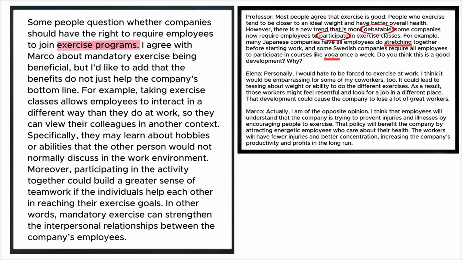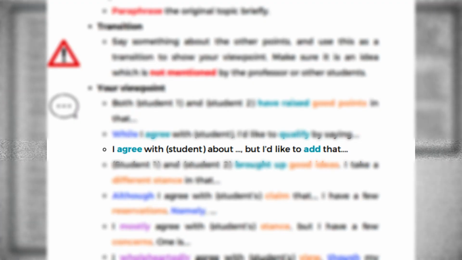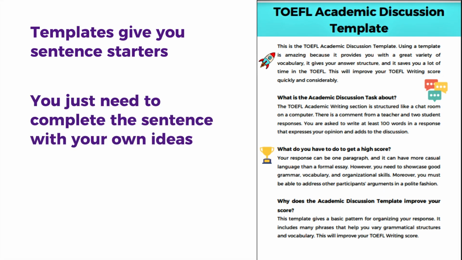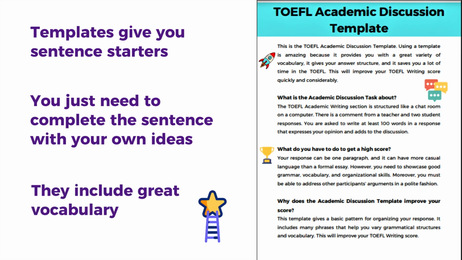Here's the second sentence. I agree with Marco about mandatory exercise being beneficial, but I'd like to add that the benefits do not just help the company's bottom line. This was really easy to write because I agree with, about, but I'd like to add that is on my template. I always use templates for TOEFL writing. Templates give you sentence starters and you just need to complete the sentence with your own ideas that fit the topic you are given. This means that you don't have to think about how to start your response. Additionally, they include great vocabulary, which helps you score high.